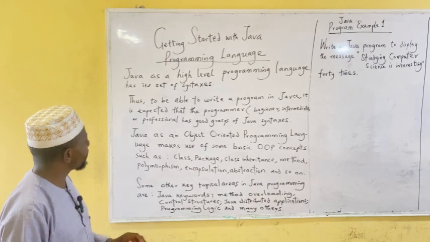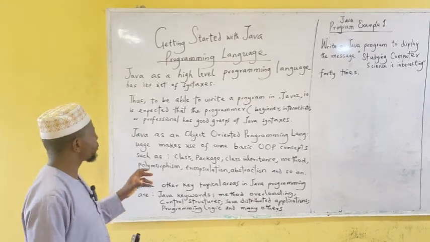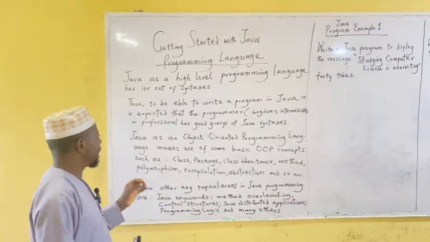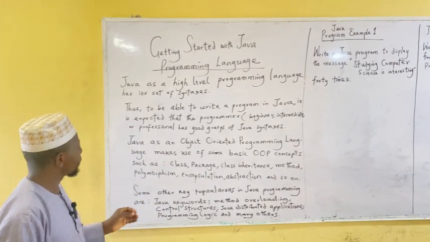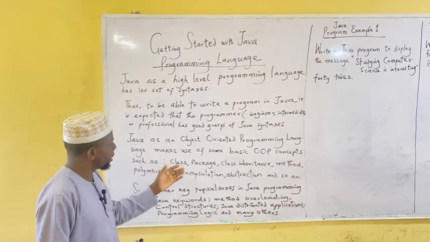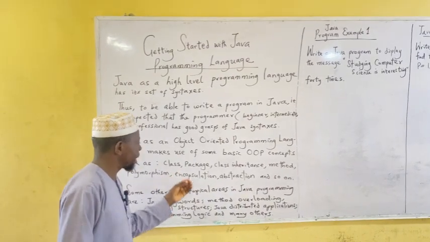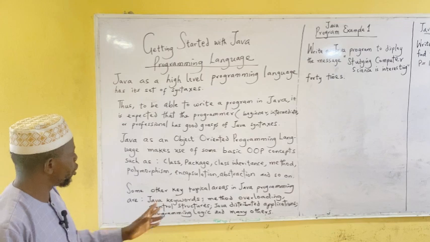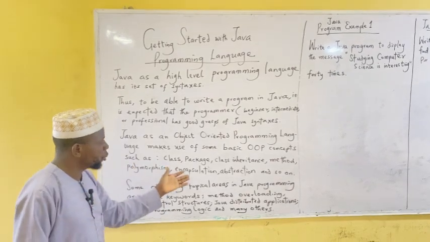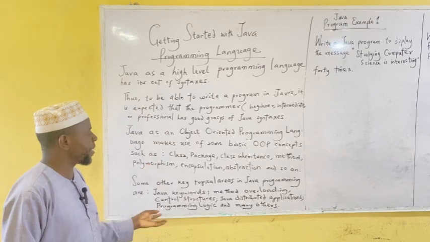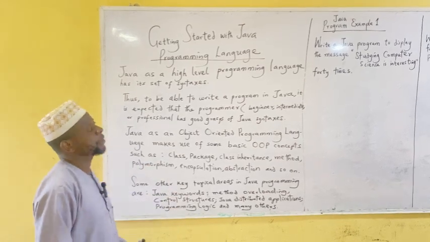Java, as an object-oriented programming language, makes use of some basic concepts that are relevant in OOP. Some of these are class, package, class inheritance, method, polymorphism, encapsulation, abstraction, and so on. Some other topical issues that have to be covered when you are learning the Java programming language are as listed.